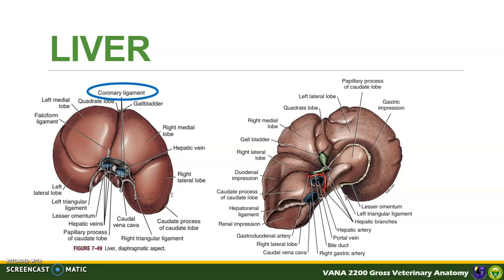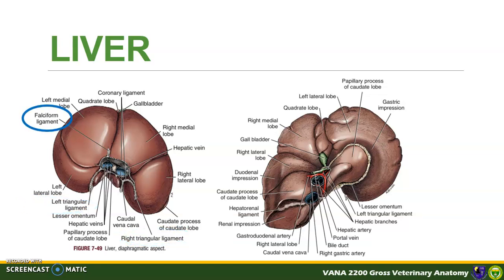Actually, this is not a true peritoneal ligament because the 2 sheets of peritoneum that form it are not in the form of a fold but are irregularly separated. The next are the 2 triangular ligaments, the right triangular ligament and the left triangular ligament. The right triangular ligament extends between the diaphragm and the dorsal part of the right lateral lobe, while the left triangular ligament runs from the left lateral lobe to the diaphragm.